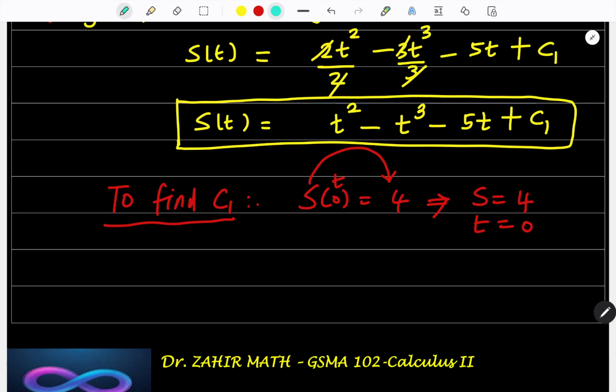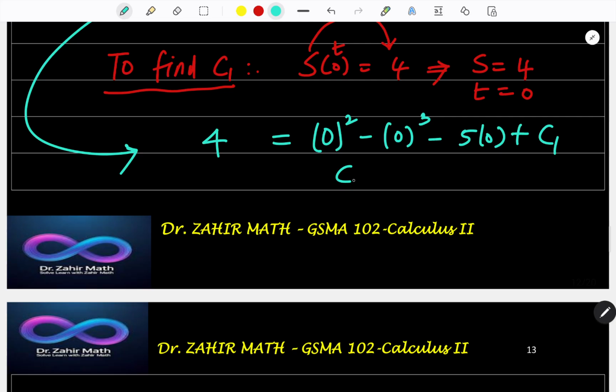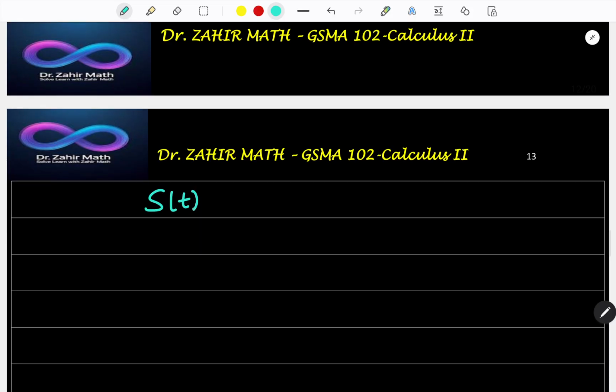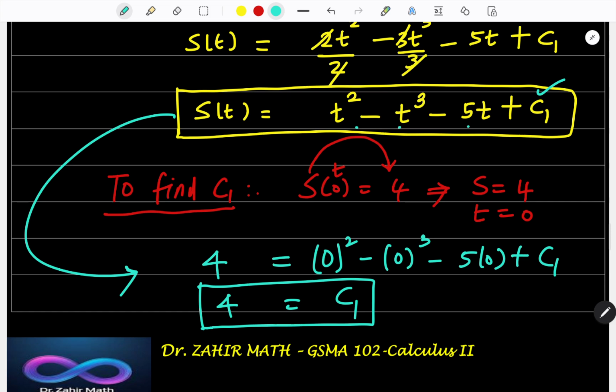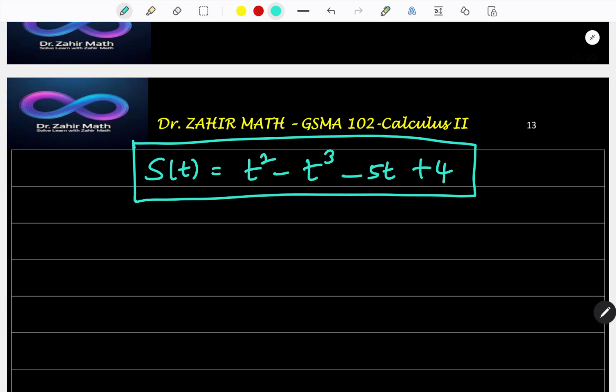Okay, right. So let's put the condition over here. This equals S equals 4 and t equals 0. I'm putting here t is 0. Okay, minus 5 times 0 plus c1. So how much is c1? C1 is equal to 4. Clear? Right. So I'm going to put the c1 over here. So S of t is equal to t square minus t cube minus 5t plus 4. Let me check. T square minus t cube minus 5t plus 4. Okay. So this is my final distance equation.